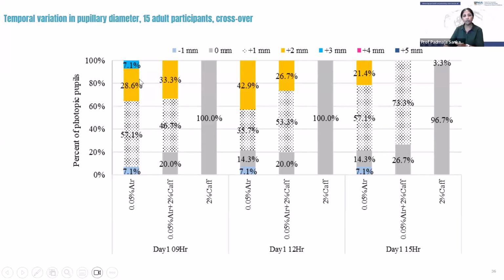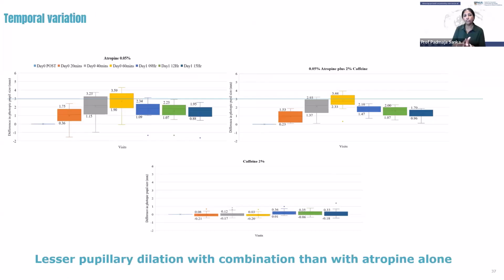With this particular slide, you see that on day 1 at 9 in the morning, there are more eyes in those that received atropine alone showing an increase in pupillary diameter. And over the day, you can see that more of the combination eyes seem to return to normal rather than the atropine eyes alone. So this is just a summary of the data, and this graph here looks at the atropine group alone, this is the combination group, and this is the caffeine group.